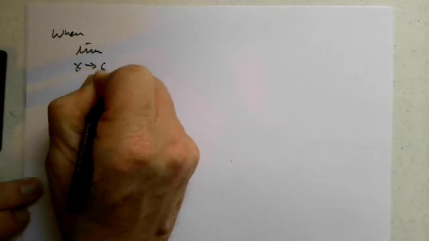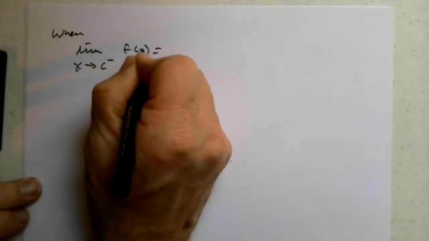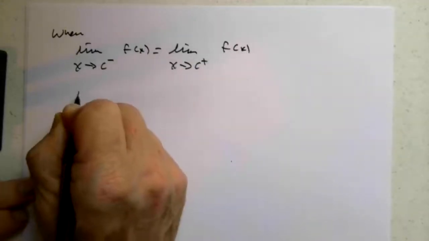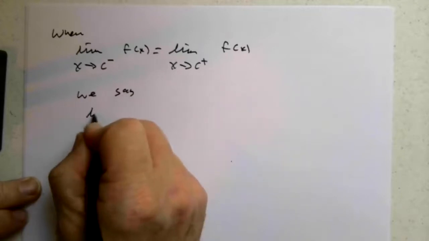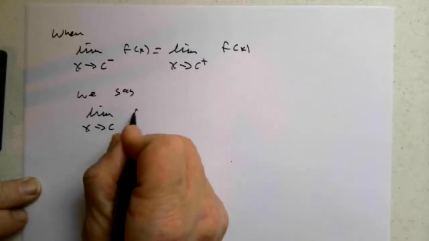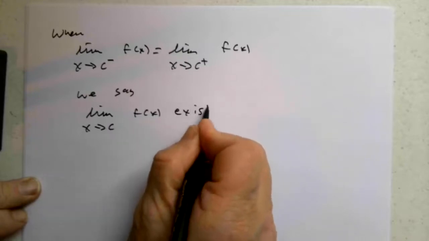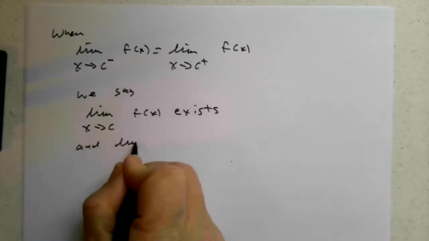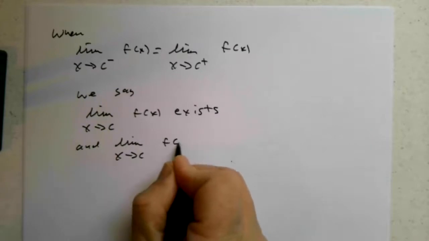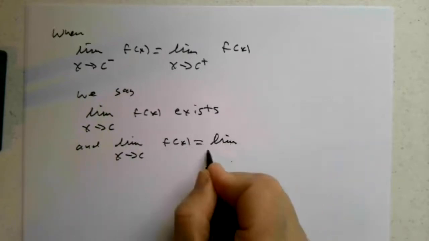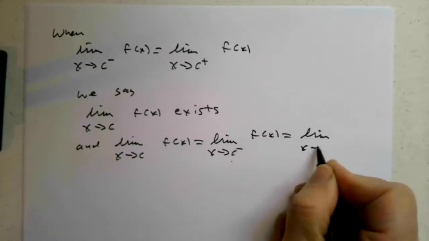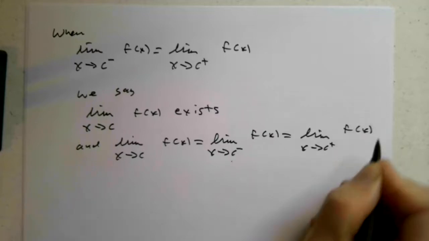So when the limit as x approaches c from the left of f of x equals the limit as x approaches c from the right of f of x, we say the limit as x approaches c of f of x exists, and its value is that shared value, right? And the limit as x approaches c of f of x is the same as the limit as x approaches c from the left of f of x, which is the same as the limit as x approaches c from the right of f of x.